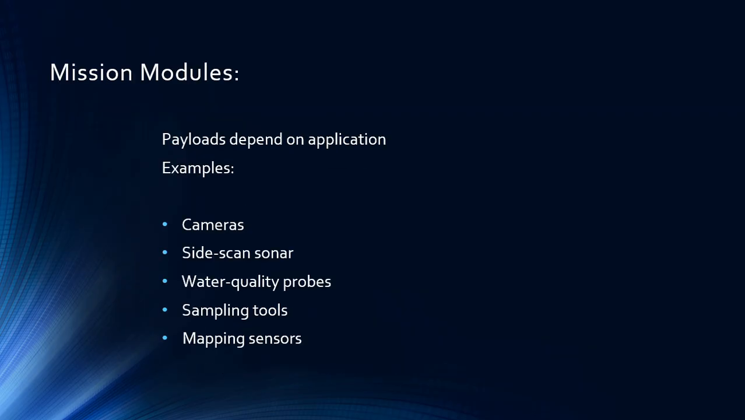Mission modules are optional components that depend on the application. For example, mapping missions require sonar, environmental missions use a chemical sensor, and inspection missions may use cameras. These payloads also influence the vehicle's weight and balance.